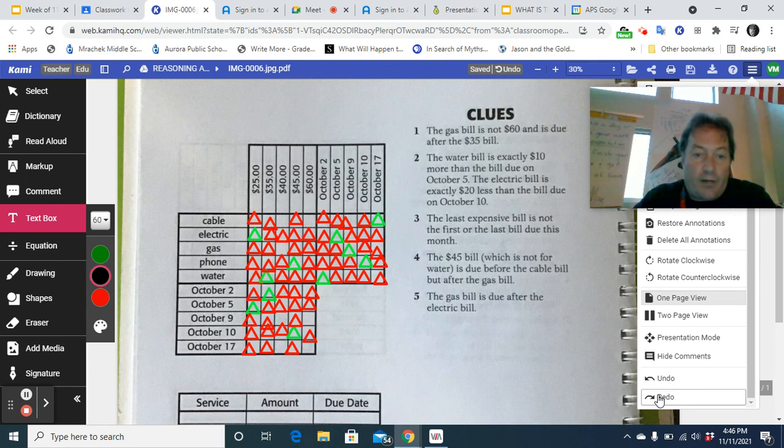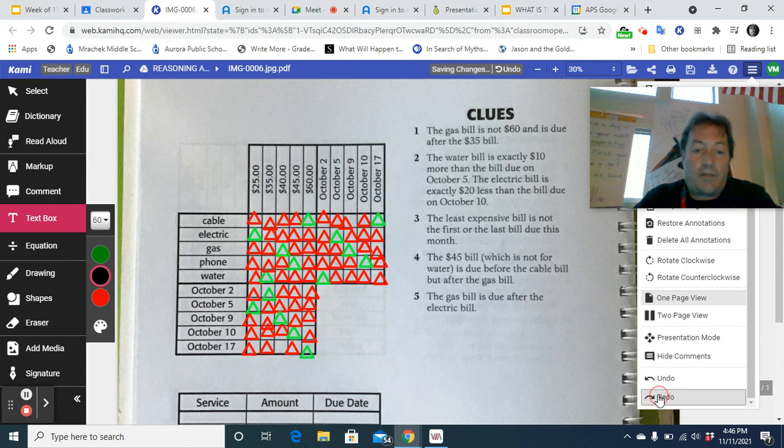Now we have 40 and 60 left for those, but we know that the gas bill is not going to be the one that's due on the 17th, and the gas bill has to be the one in the middle there because it's the date that's left open for that, and that has to be the cable bill. So we go and fill that stuff in.